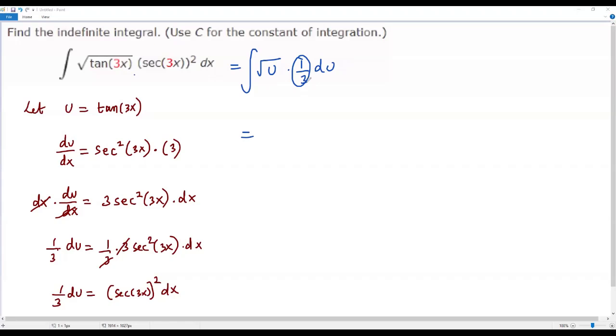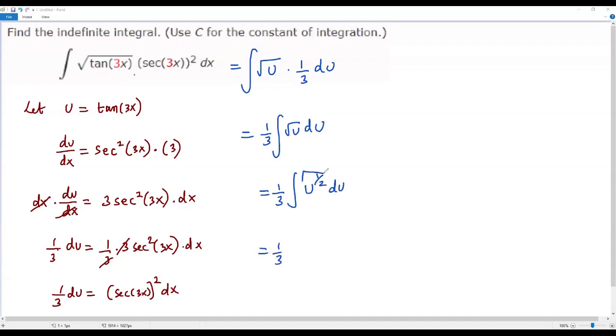In integration, when the complete variable part is multiplied by some constant, we can move it out of the integral. That is, the constant 1 over 3 can be moved out of the integral. Then I'm getting 1 over 3 times integral square root of u times du. Now to integrate the square root of u, I'm going to write the square root as an exponent. Whenever I write square root as an exponent, it will be u to the power of 1 over 2 times du. Okay, 1 over 3 times.